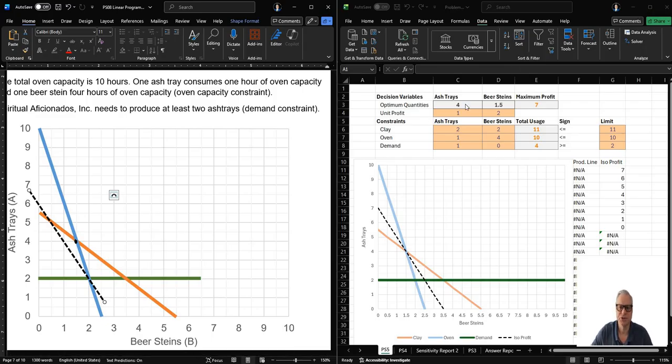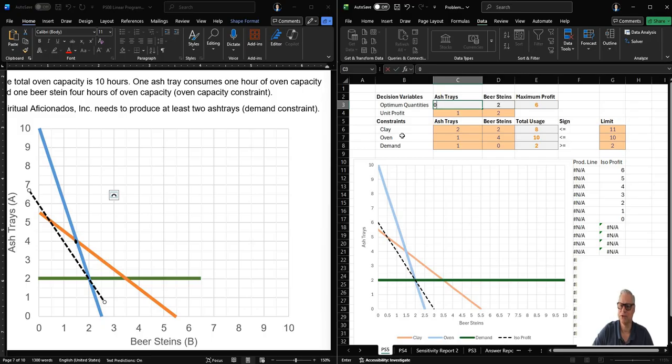So let's just see if that's correct. Then we just play around quickly here by saying 4 and 1. That gives us a profit of 6. And what about 2 and 2? Well, that gives us a profit of 6 too. So technically here we would have 2 solutions. And well, let's actually see what Excel gives us. Excel probably will choose 1.